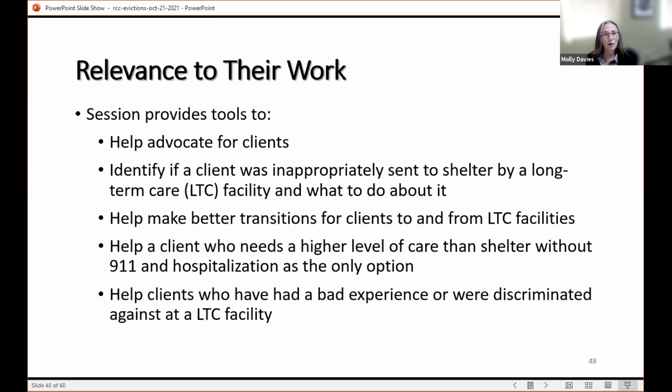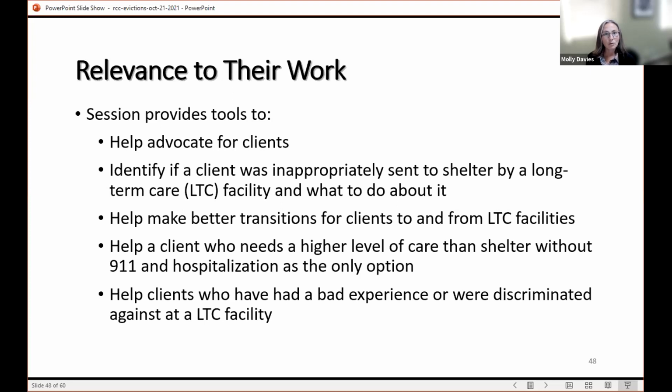So first we want to talk about how this was relevant to the work of a homeless services provider or a homeless shelter operator. The session really provided tools to help those individuals advocate for their clients. So to identify if a client was inappropriately sent to shelter by a long-term care facility, and what to do about it when that person reaches their door. We also wanted to help make better transitions for clients to and from long-term care facilities.